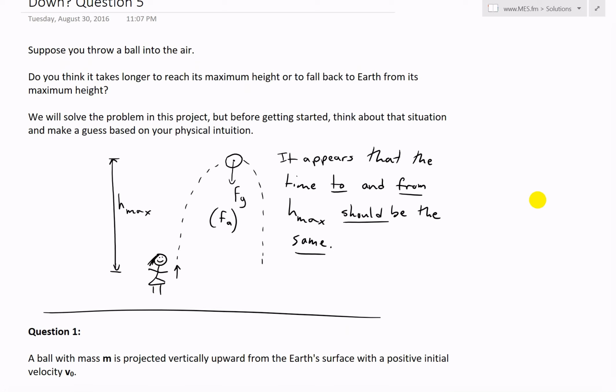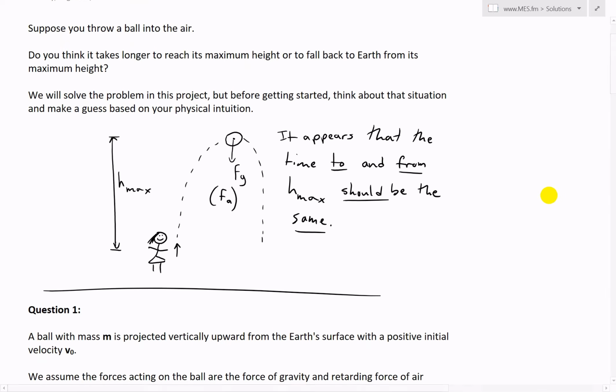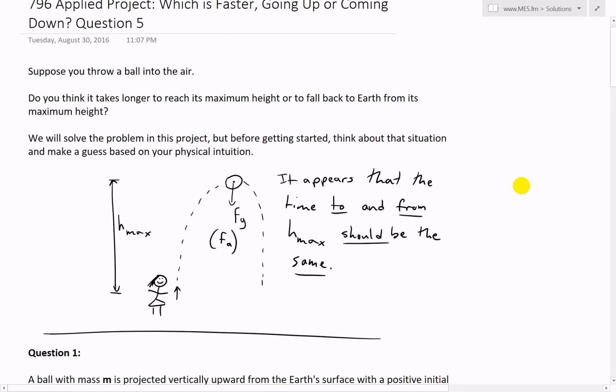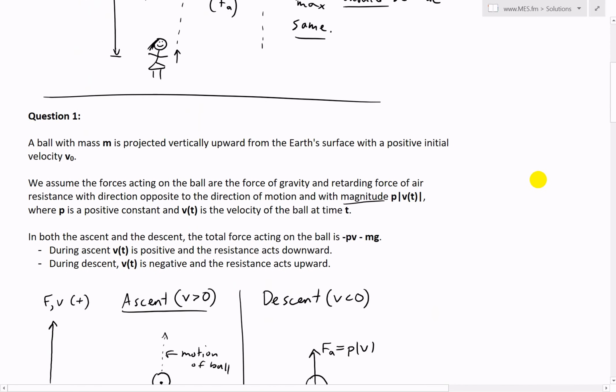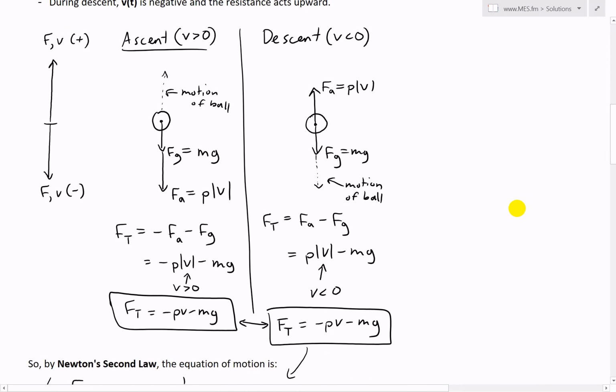Basically, the idea of this applied project was to ask the question: does it take longer for a ball to reach its maximum height? If you throw a ball directly in the air, does it take longer to reach its maximum height or to fall back to Earth from its maximum height? And in question 1, I went over my earlier videos.